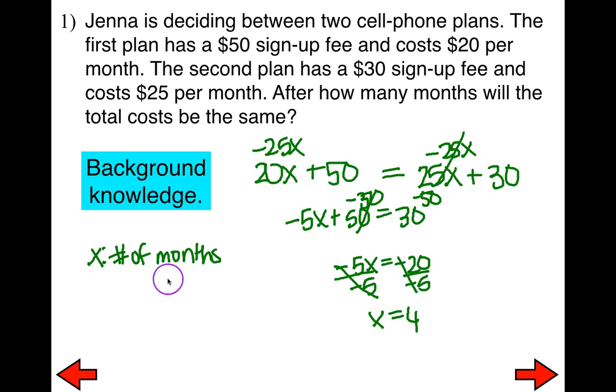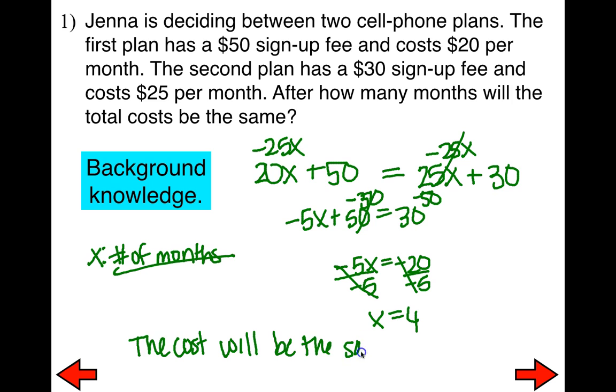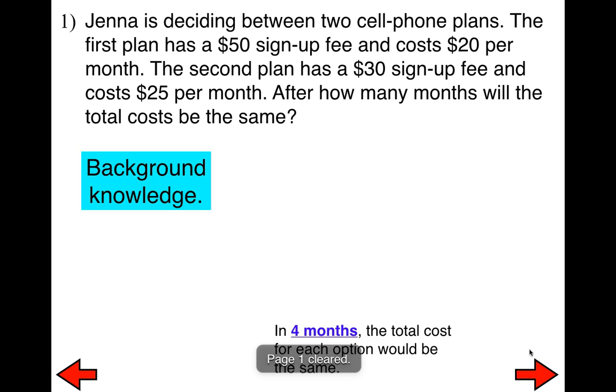So here, since x represents the number of months, which I defined it to be, in order to answer the question, it says, after how many months will the cost be the same? I will say the cost will be the same at 4 months. And there's your answer. Okay, so now let's kick it up a notch.